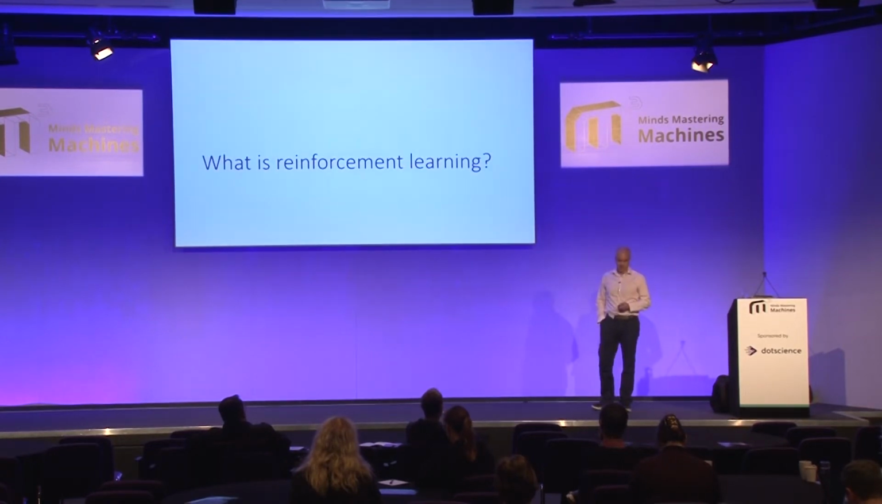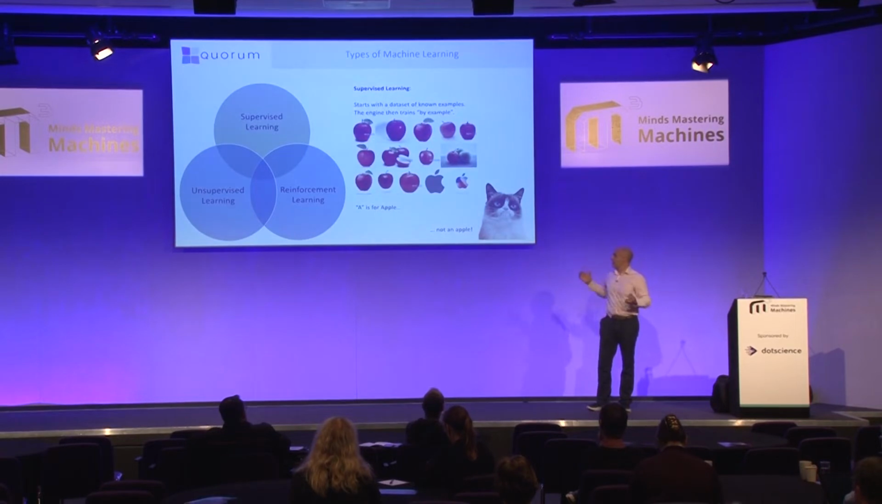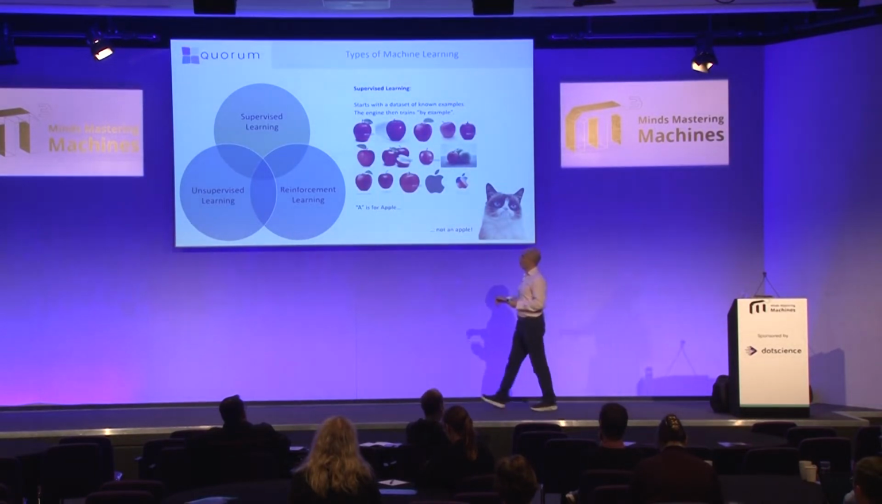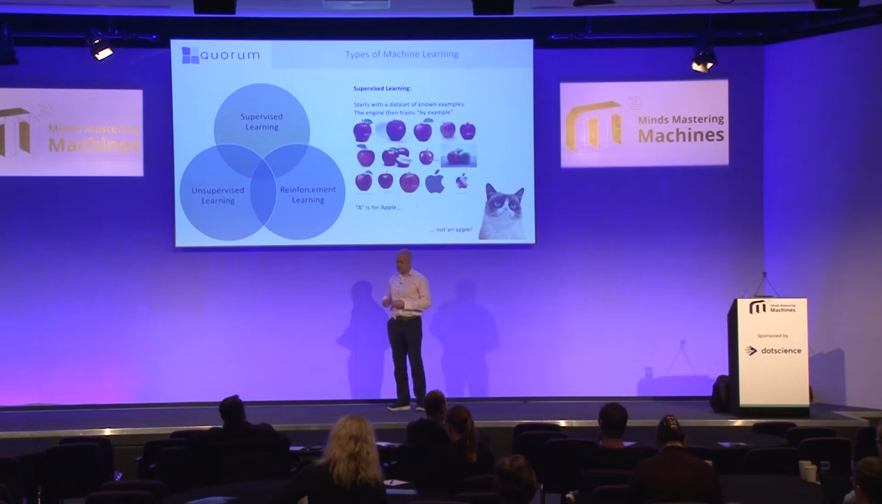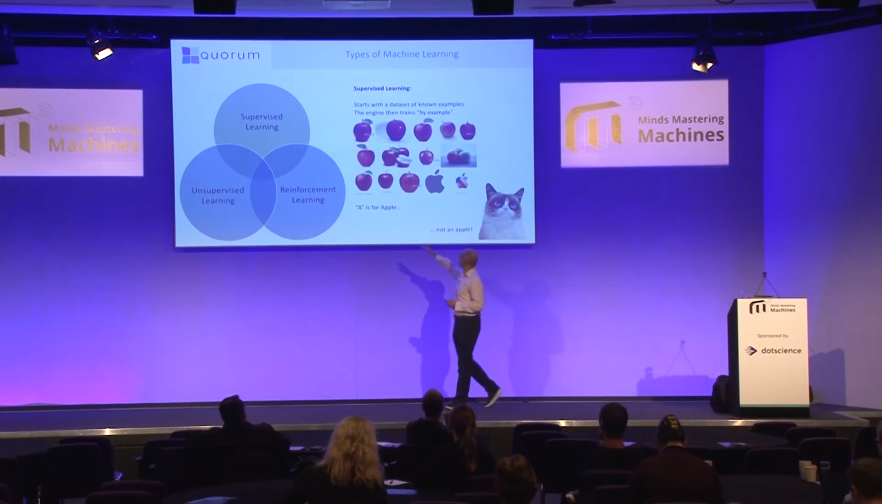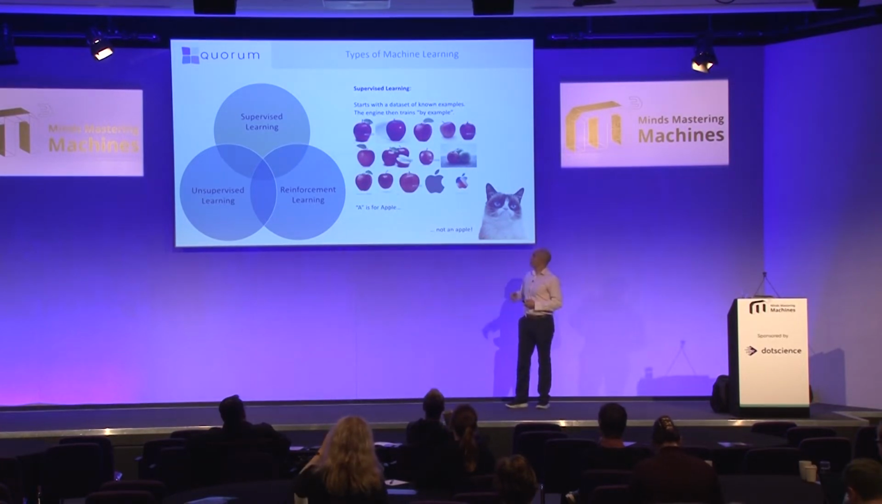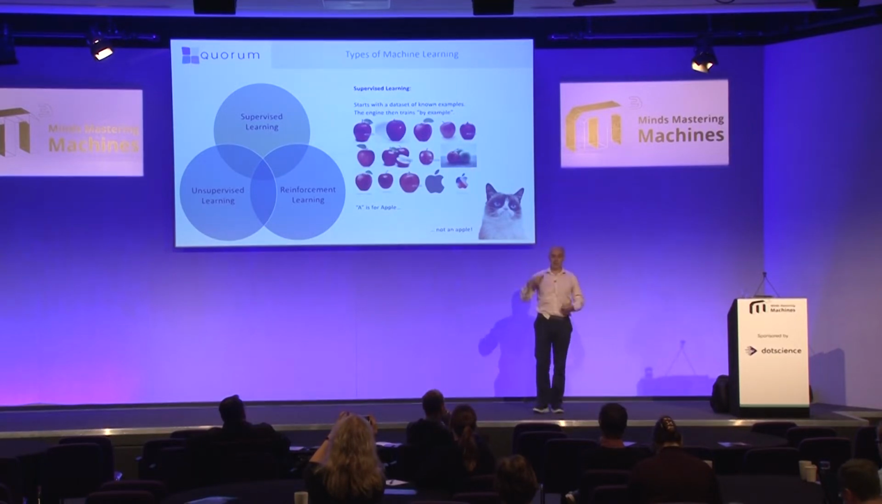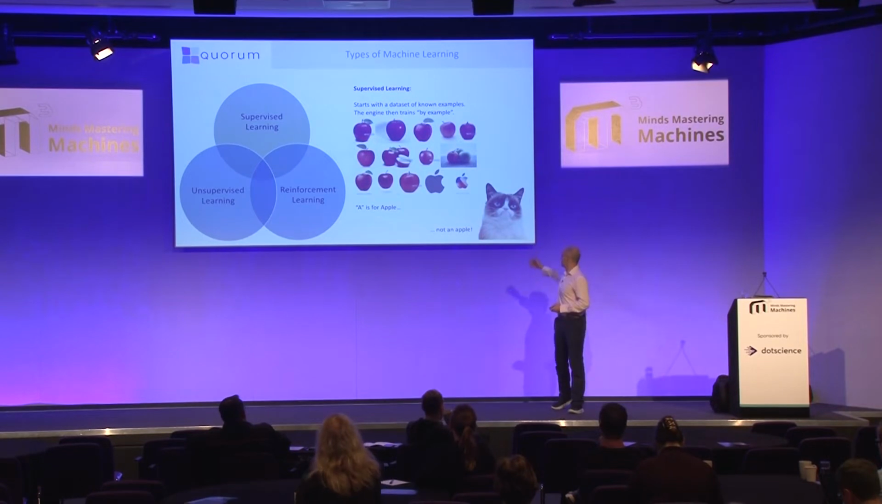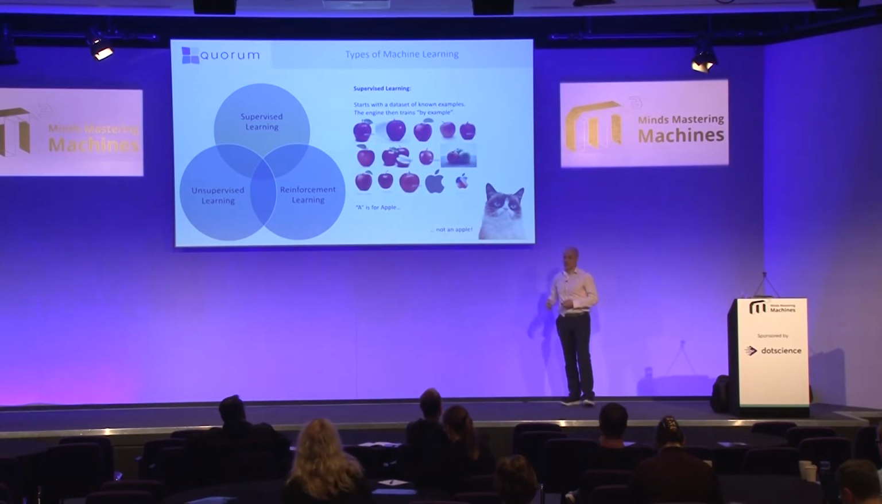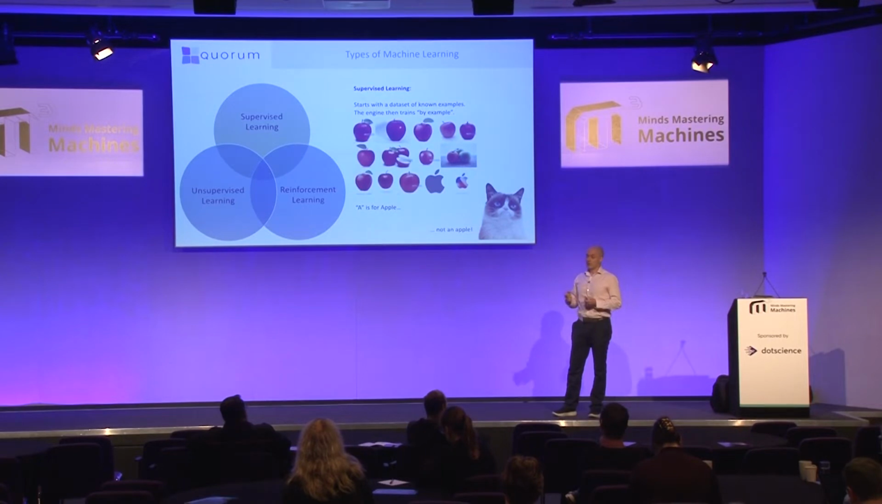So what is reinforcement learning? Well, there are three core types of machine learning. Starting with supervised learning, where you take a big data set, so you give lots of examples of, here's an apple, here's an apple, here's an apple, and maybe some counter examples. This is definitely not an apple. And the machine learning algorithm basically looks at all these examples and tries to work out what makes up an apple.